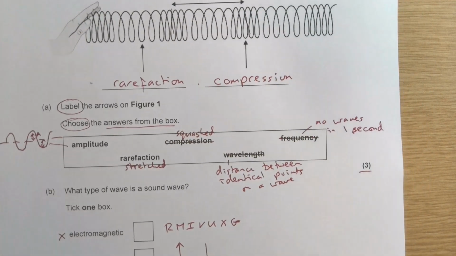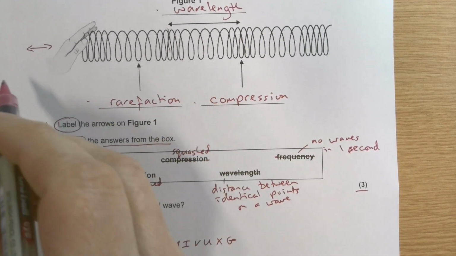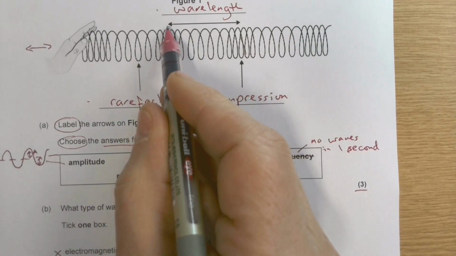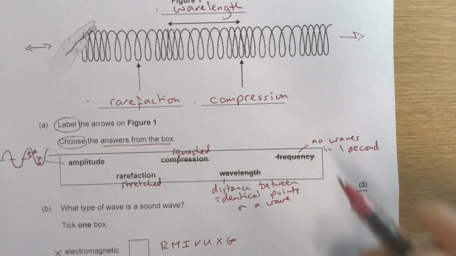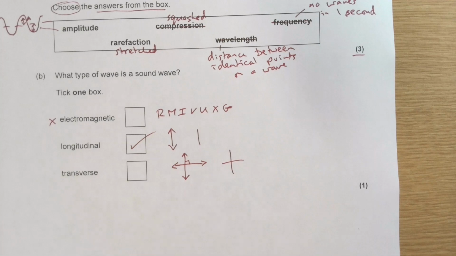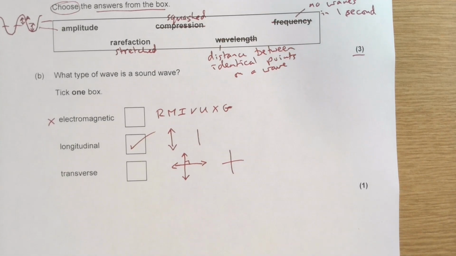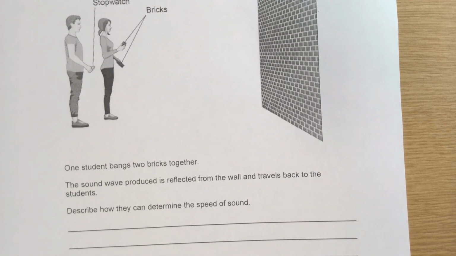If we're looking here, this is modelling sound waves. This is moving forwards and backwards, the hand squashing forward, and the wave is moving in that direction as well. So the oscillations are in the same direction as the direction of the wave, which means sound is most definitely a longitudinal wave. Really important one that you remember that. So next question.